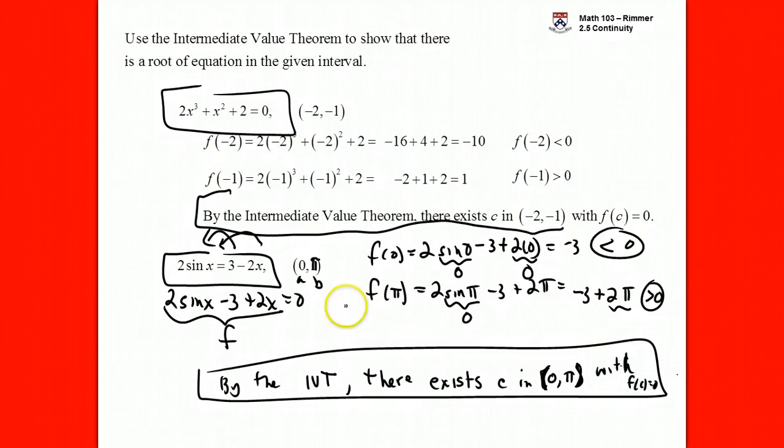Okay, the problem with that is that 0 to pi, there's a bunch of numbers in there. It seems like it's a bigger interval than the one up here, negative 2 to negative 1.